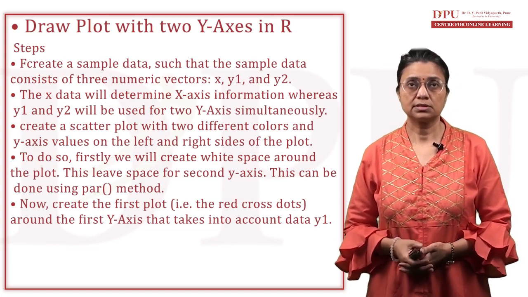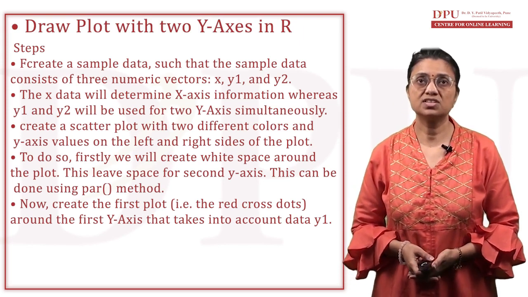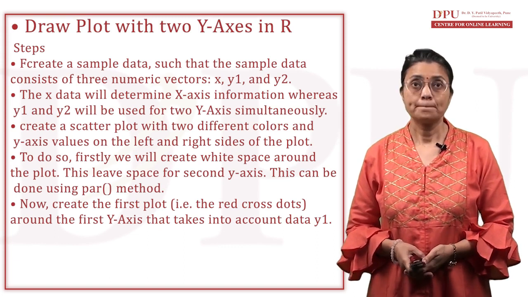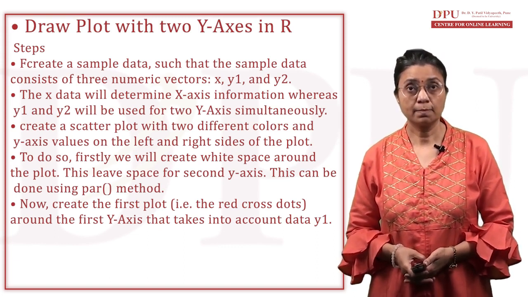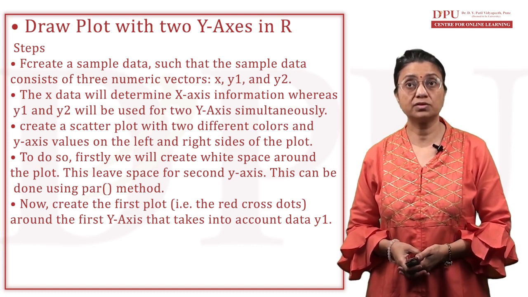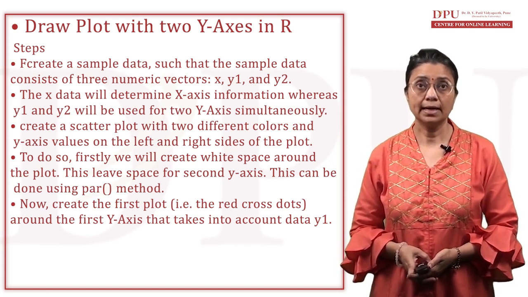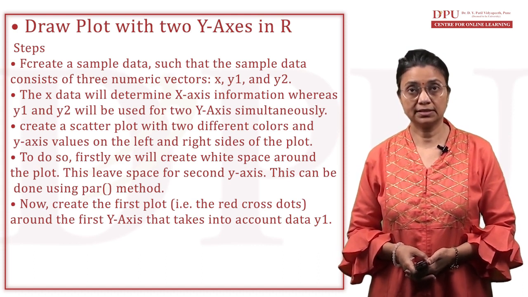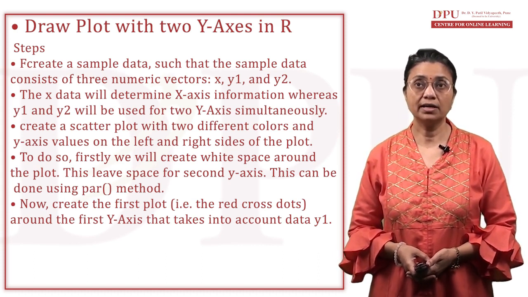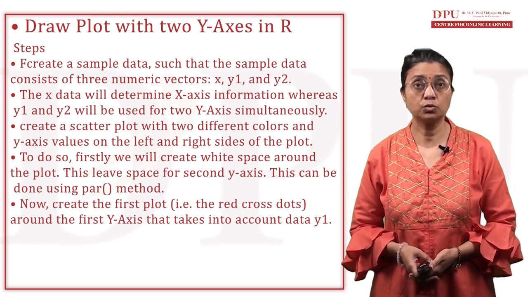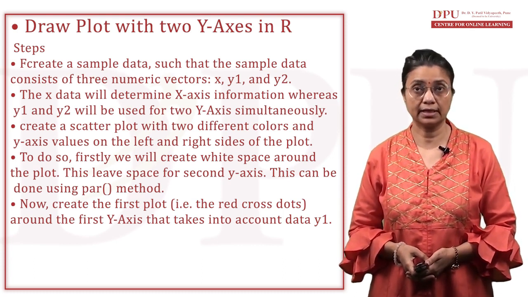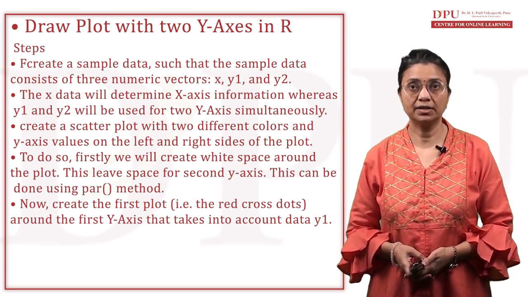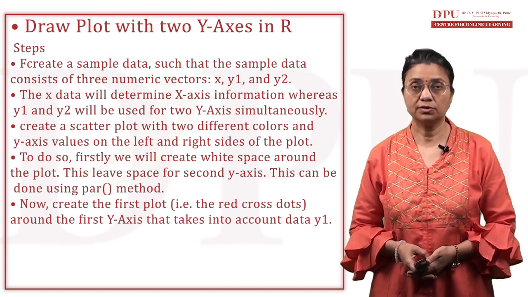So students, the first thing we have to understand in this session is how to draw a plot with two y-axes in R. First, create sample data such that it consists of three numeric vectors x, y1 and y2. The x data will determine x-axis information, whereas y1 and y2 will be used for the two y-axes simultaneously. Create a scatter plot with two different colors and y-axis values on the left and right side of the plot.